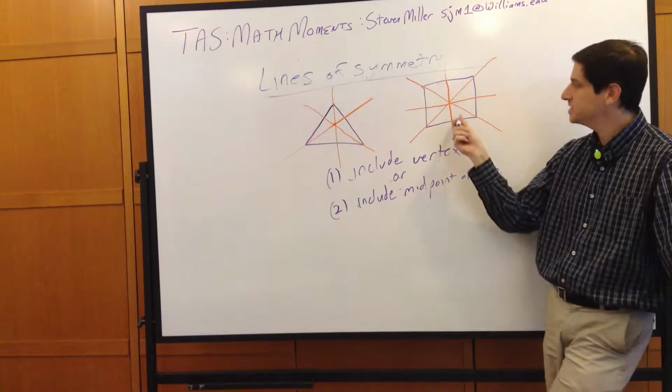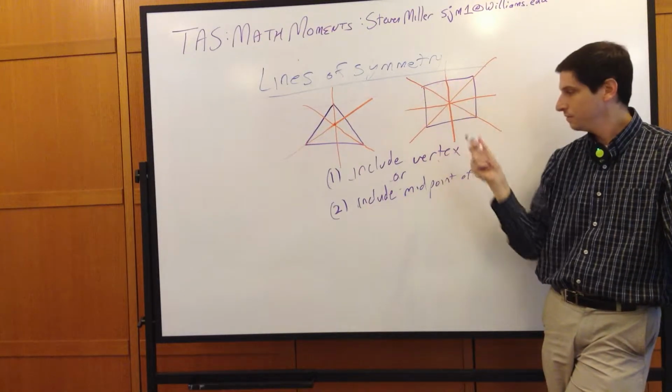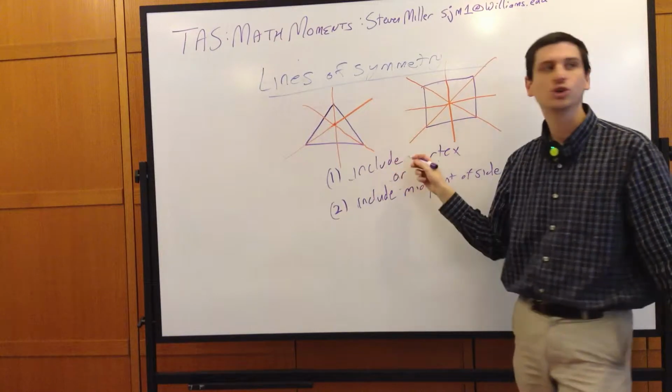They could both be true, but here's an example where I don't go through a vertex. This is inclusive or.